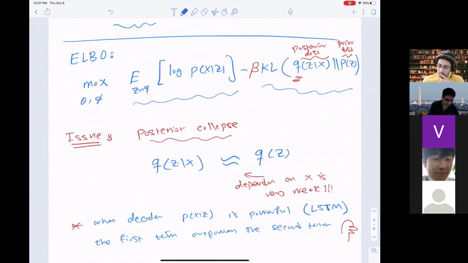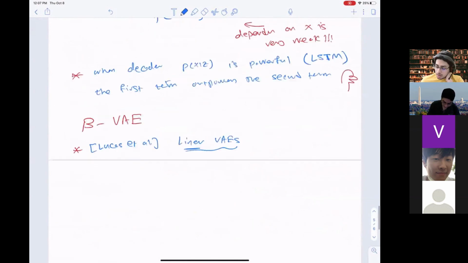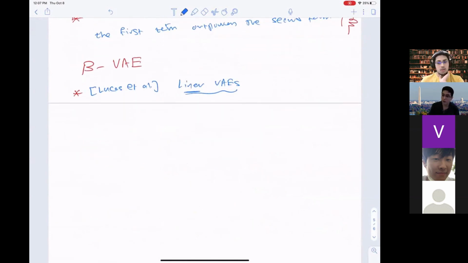Okay, so that is one variation of the VAEs. Any questions? All right, so if not, let me move on.